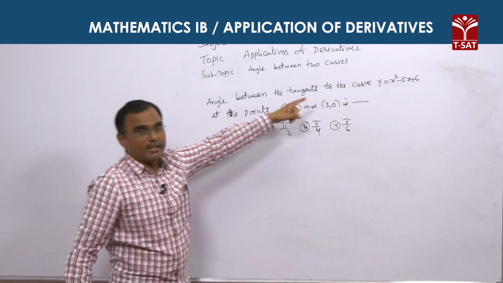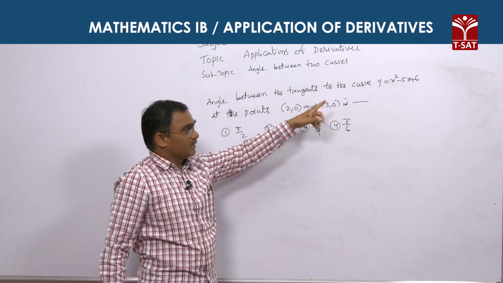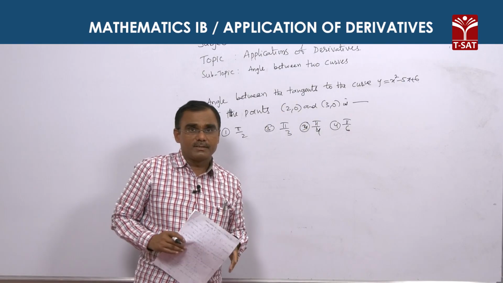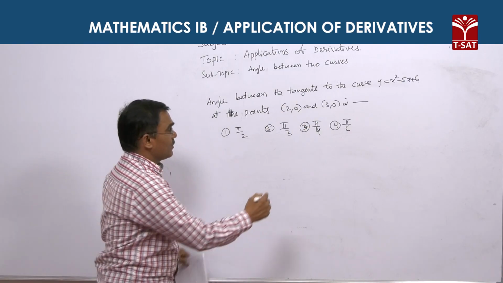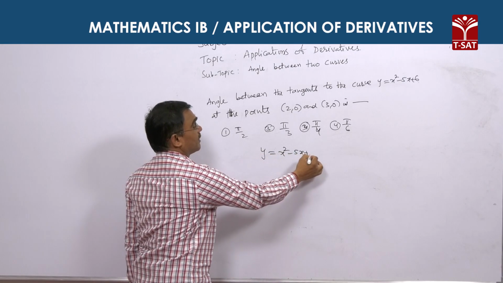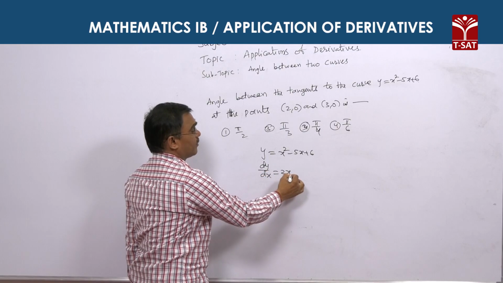What is given? Find the angle: given the curve, (2, 0) and (3, 0) are the two points on the curve. We draw the two tangents. What is the angle between the two tangents? Given the curve equation y is equal to x square minus 5x plus 6, the slope of the tangent dy by dx is equal to 2x minus 5.